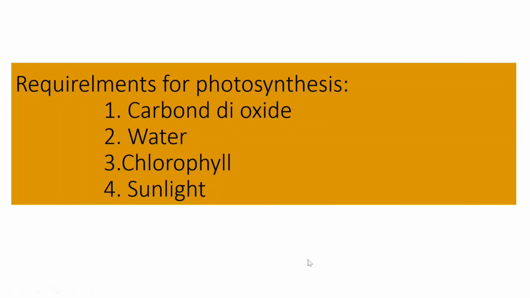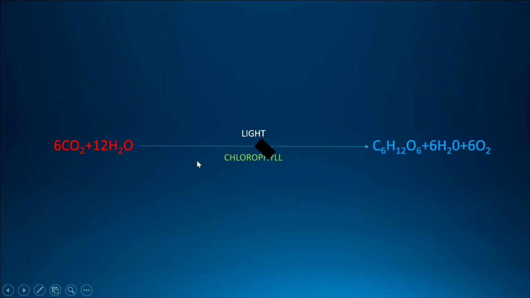Then what are the requirements? We have already studied the definition, and in it we came across these requirements. The first one is carbon dioxide, which is obtained from the atmosphere. Water is absorbed from the soil by the root system. Chlorophyll is present in the green leaves. Sunlight comes from the sun. This is the equation form of the photosynthesis process.